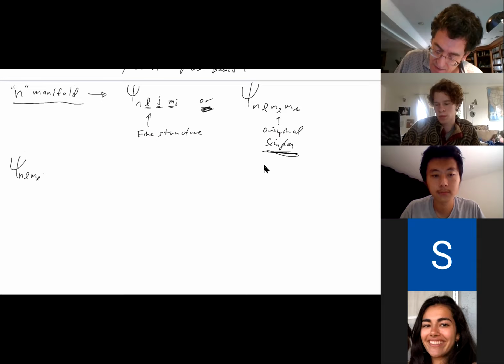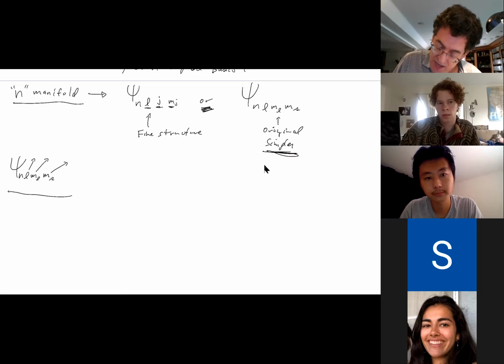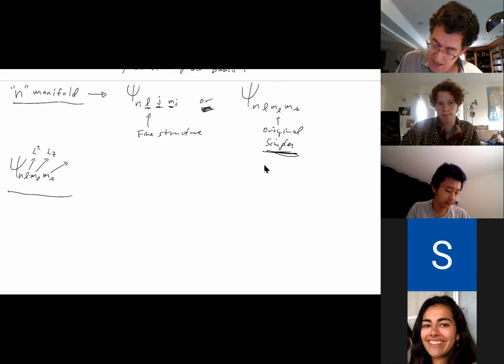Let's pick that one. But now we've got to ask the question, is it a good basis? And so let's consider the quantum numbers that enumerate the degenerate subspace. So L comes from what operator? L squared. M sub L comes from what operator? L_z. M sub S comes from what operator? S_z. That's right. So these are the operators whose eigenstates index those states.